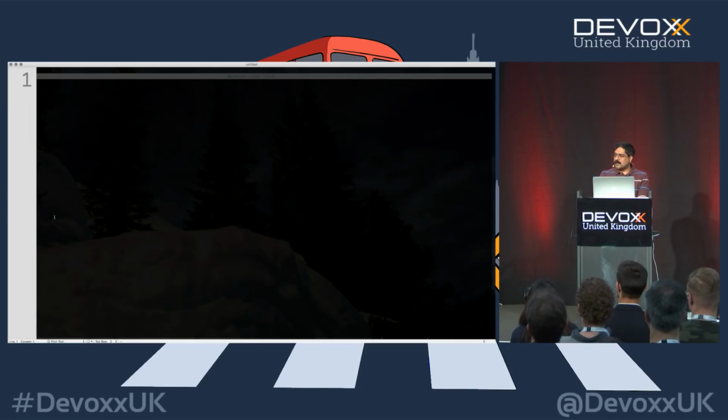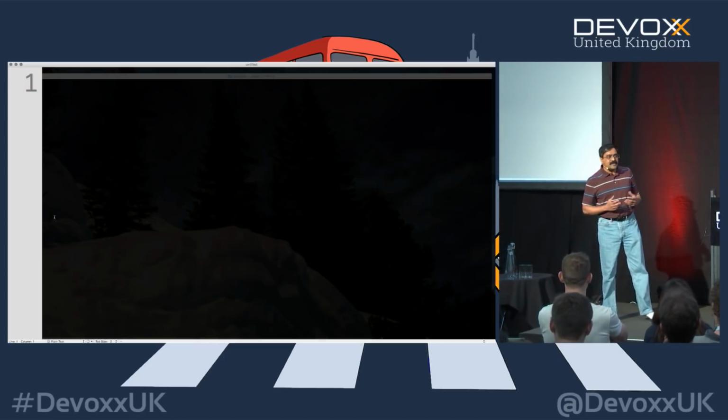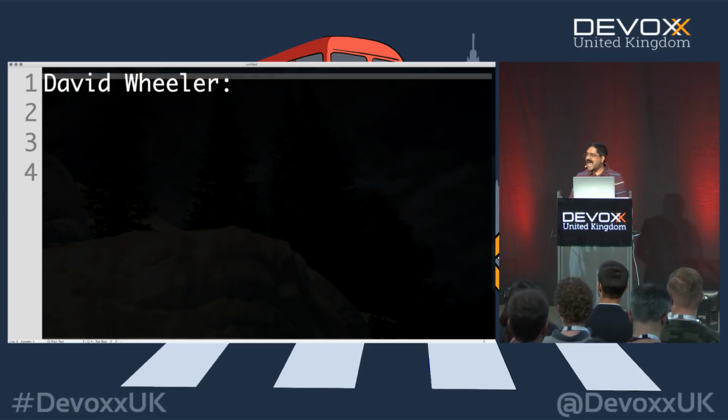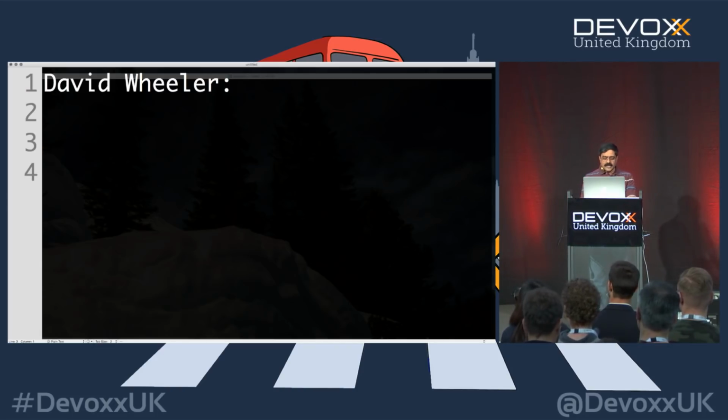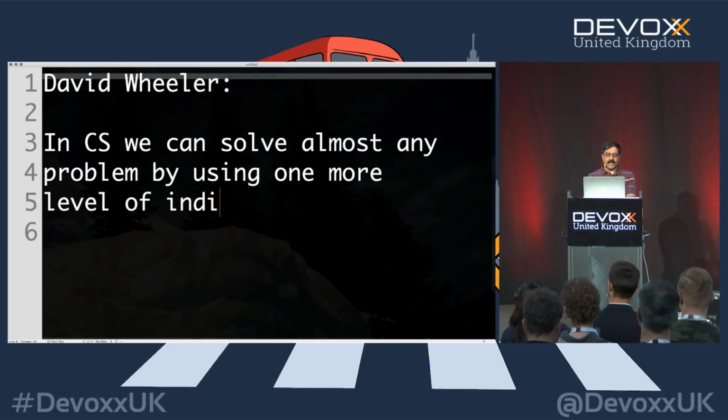I have to be honest about it. I am almost in tears when I say this because there's not a single day I program when I don't pause and thank this guy for his wise words. His name is David Wheeler, and David Wheeler said something that is probably the most profound thing ever said in our field. He said, in computer science, we can solve almost any problem by using one more level of indirection. This is absolutely indirection. So this is probably one of the most profound words ever spoken in our field, I think.